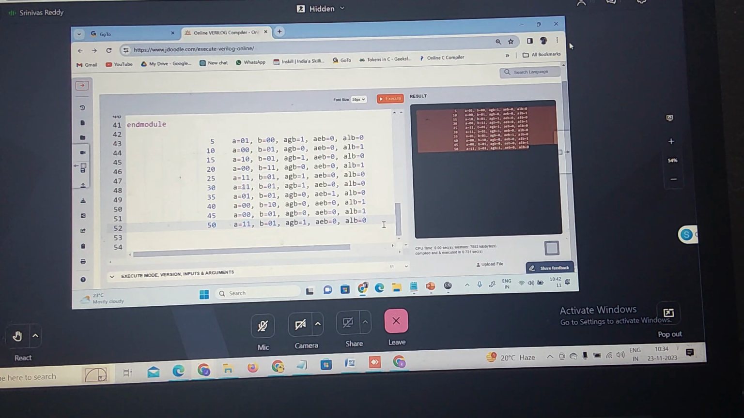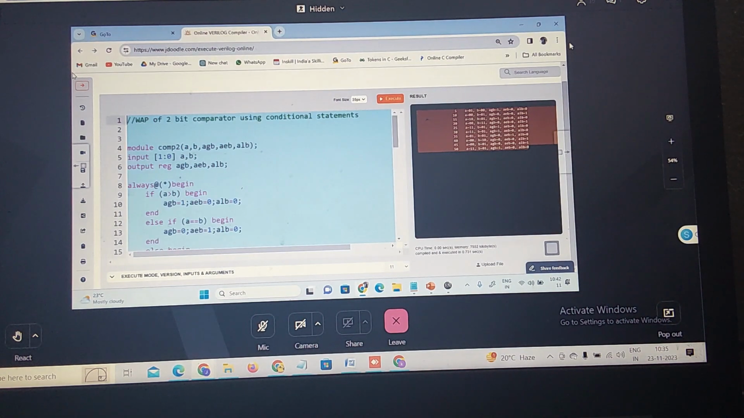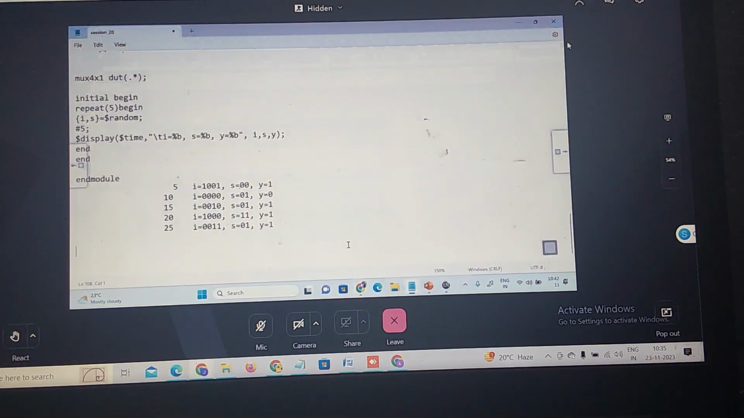Now we have modeled the 2-bit comparator using conditional statements. Correct? Are you understanding this program? Now can you do the next program? Okay, write a program.